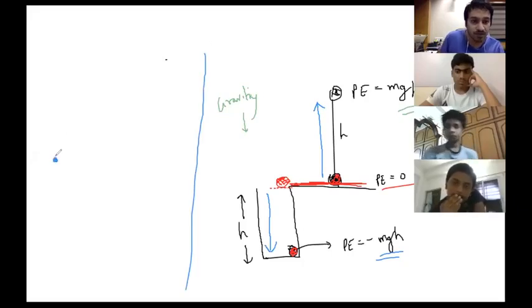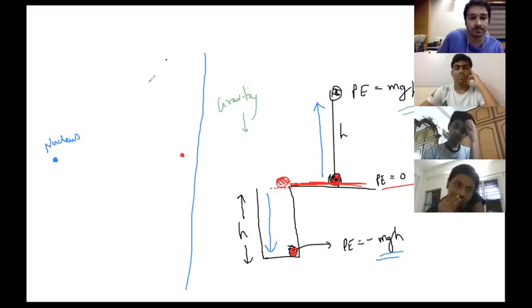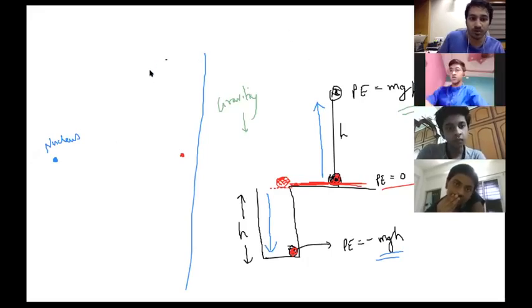So in case of an atom, this is the nucleus, and this is the electron. Okay. In which direction is the force? Electrostatic force is in which direction? Towards nucleus. Towards nucleus.